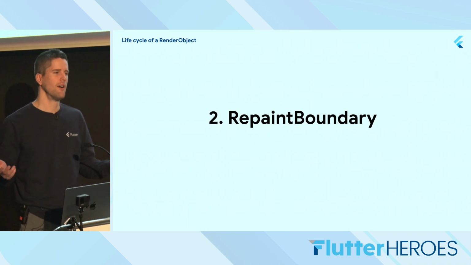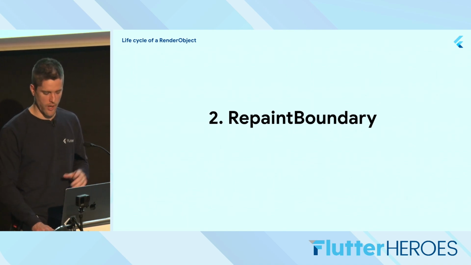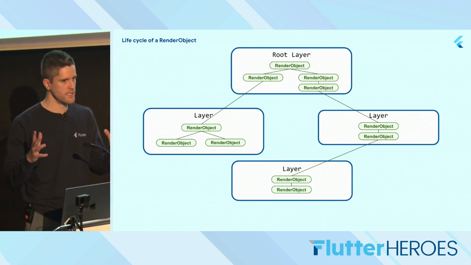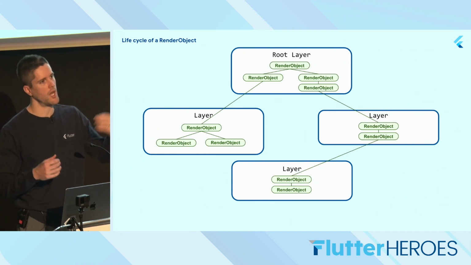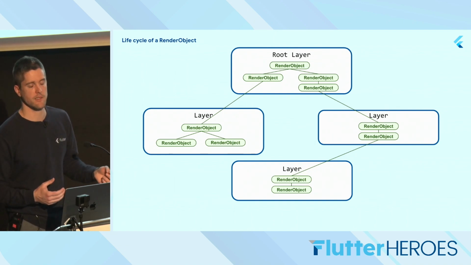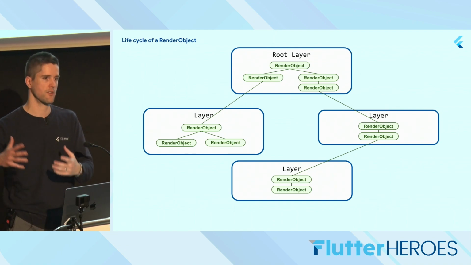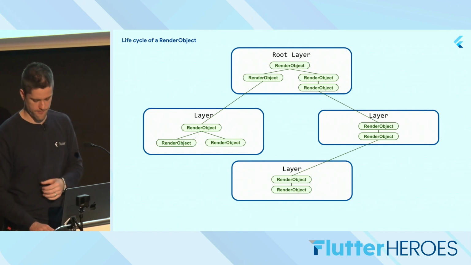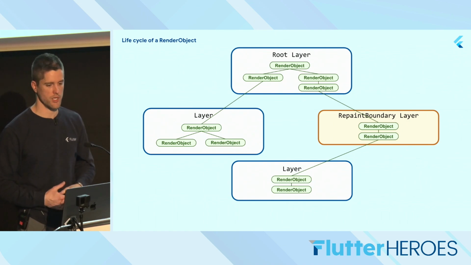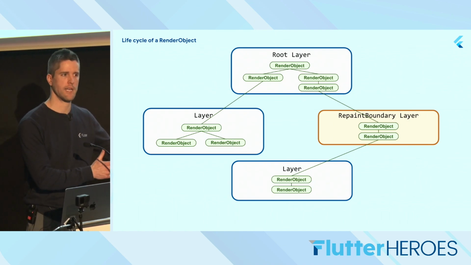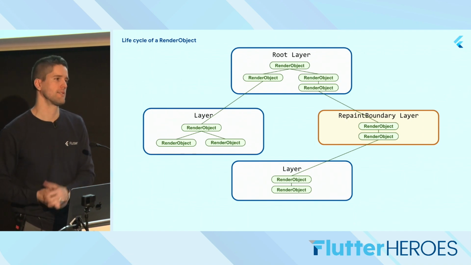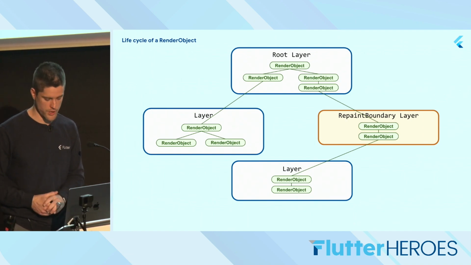Okay, question number 2. What's up with repaint boundaries? Well, we talked about layers earlier and mentioned how layers serve to quarantine repaint signals as they bubble up the render tree. Well, the Repaint Boundary widget exists to do one thing, and that is insert a layer into the layer tree. So let's pretend that this layer exists because of a Repaint Boundary widget. Any render object could have added this in its paint method, but we're just going to pretend that the reason that this one exists was a Repaint Boundary widget.